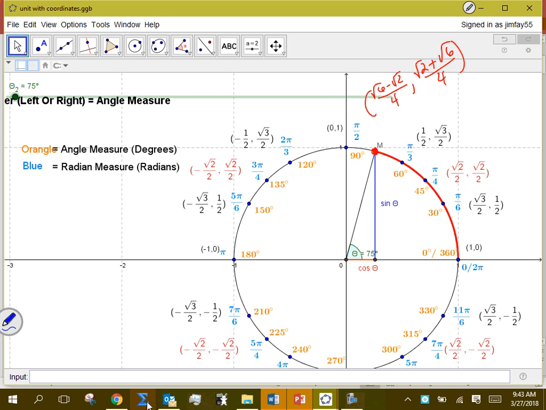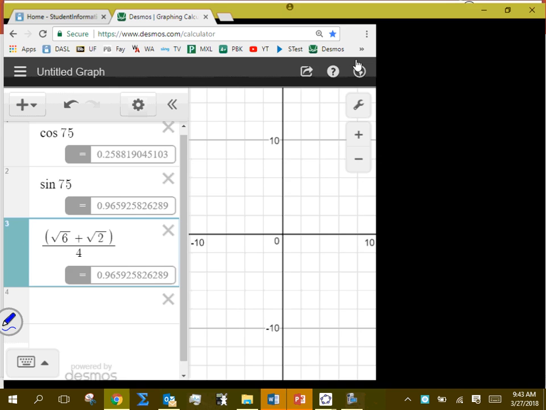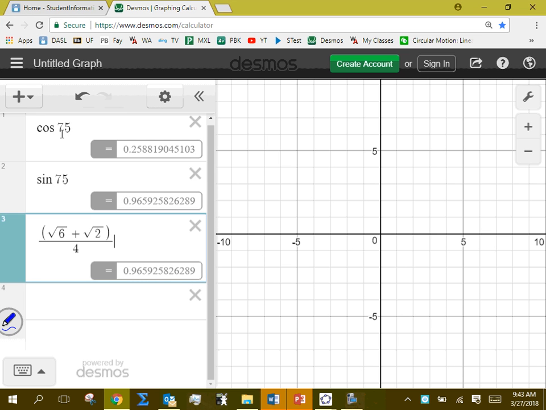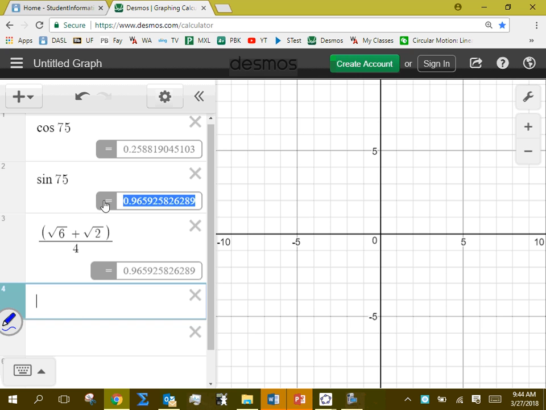Okay? If we use Desmos to prove this to us, I've typed in cosine of 75, and it gives me this number right there, right? The cosine is actually radical 6 minus radical 2 over 4. Yeah. Do you agree that cosine 75, that number right there, and that number right there are the same? And if I do sine of 75, well, that turns this into addition. Would you agree that sine of 75 is exactly the same thing as that number there?